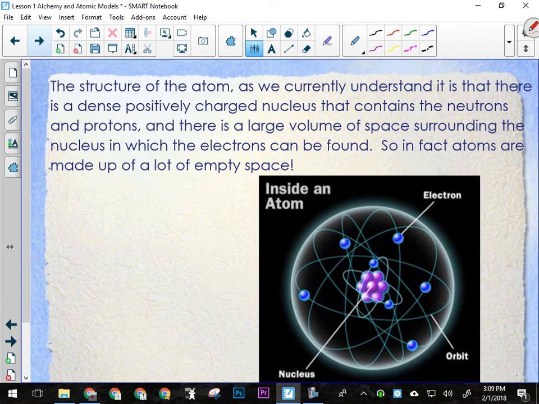All right, so the structure of the atom as we currently understand it is that there's a dense, positively charged nucleus where the neutrons and the protons reside, and then there's a large volume of space surrounding the nucleus in which we find the electrons. That's the electron cloud, and there's various energy levels within the cloud that we call orbitals. Where you find an electron is based on how much energy it has. So, in reality, an atom is made up of a lot of empty space, and that's what Rutherford's experiment proved. Those particles could get through and not hit any atoms because there was enough space in between them for them to go.